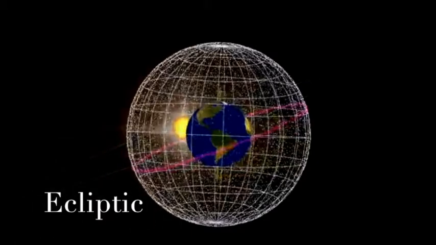The ecliptic. The ecliptic is the great circle formed by the intersection of the plane of the Earth's orbit with the celestial sphere. It represents the apparent path of the Sun during the course of the year. The ecliptic plane is tilted 23.5 degrees with respect to the plane of the celestial equator.